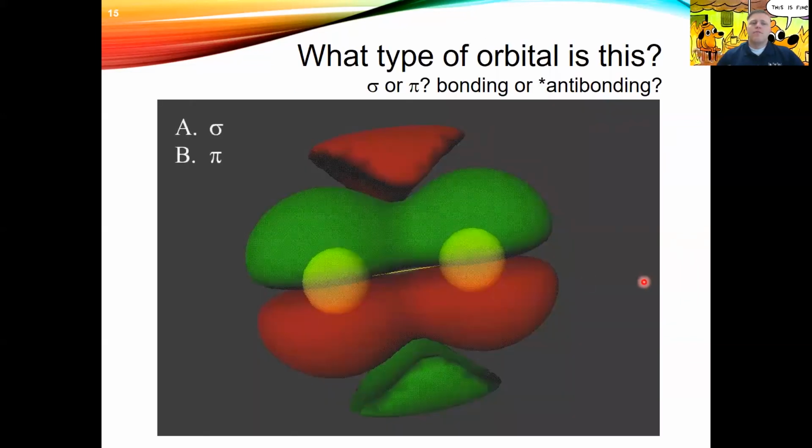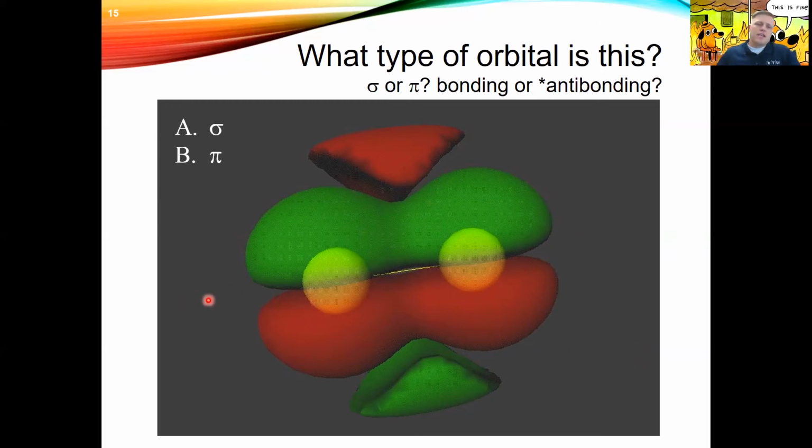Let's give you a little bit of practice with this, and I want you to look at this diatomic molecule right here, and I want you to tell me if this orbital I have drawn is a sigma or pi orbital. So you'll notice that it's got red and green. So all of that is a single orbital. Go ahead and pause the video and try and figure this out.